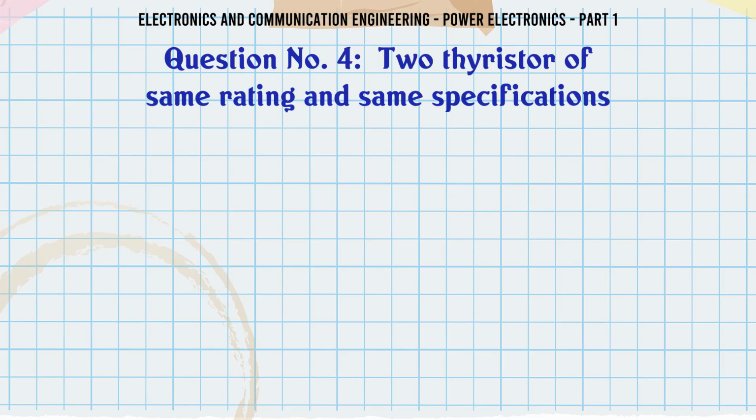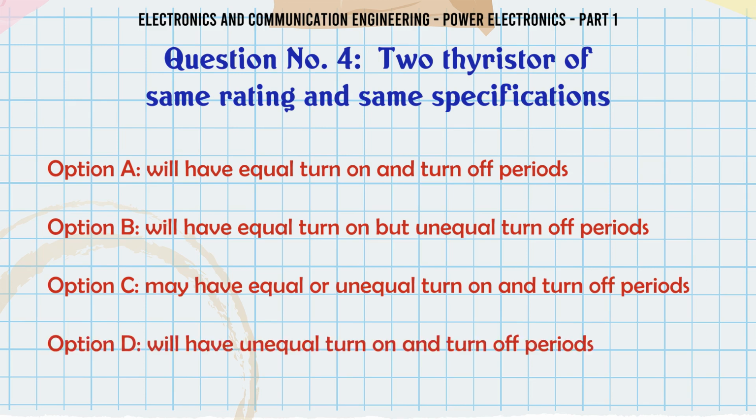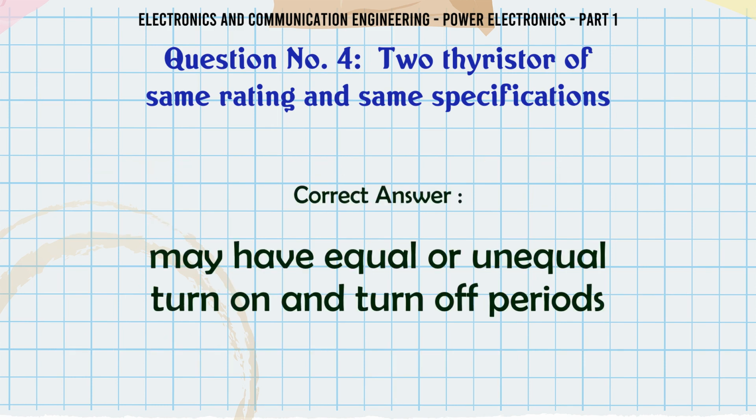Two thyristors of same rating and same specifications. A. Will have equal turn on and turn off periods. B. Will have equal turn on but unequal turn off periods. C. May have equal or unequal turn on and turn off periods. D. Will have unequal turn on and turn off periods. The correct answer is may have equal or unequal turn on and turn off periods.